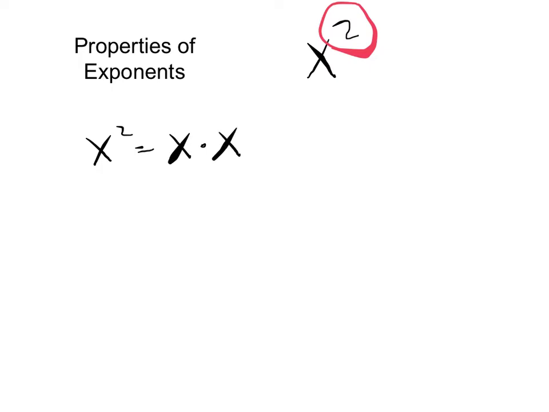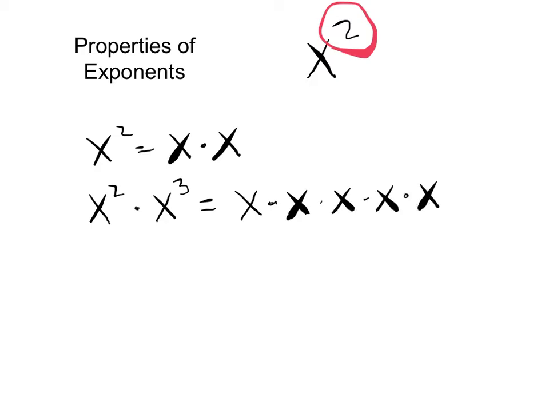So if we take it up a little bit and say, let's say I had x squared and I wanted to multiply it by x cubed. Think about what this actually means. X squared is x times x. X cubed is x times x times x. Well, now we have 1, 2, 3, 4, 5 x's. We can rewrite this as x to the 5th.